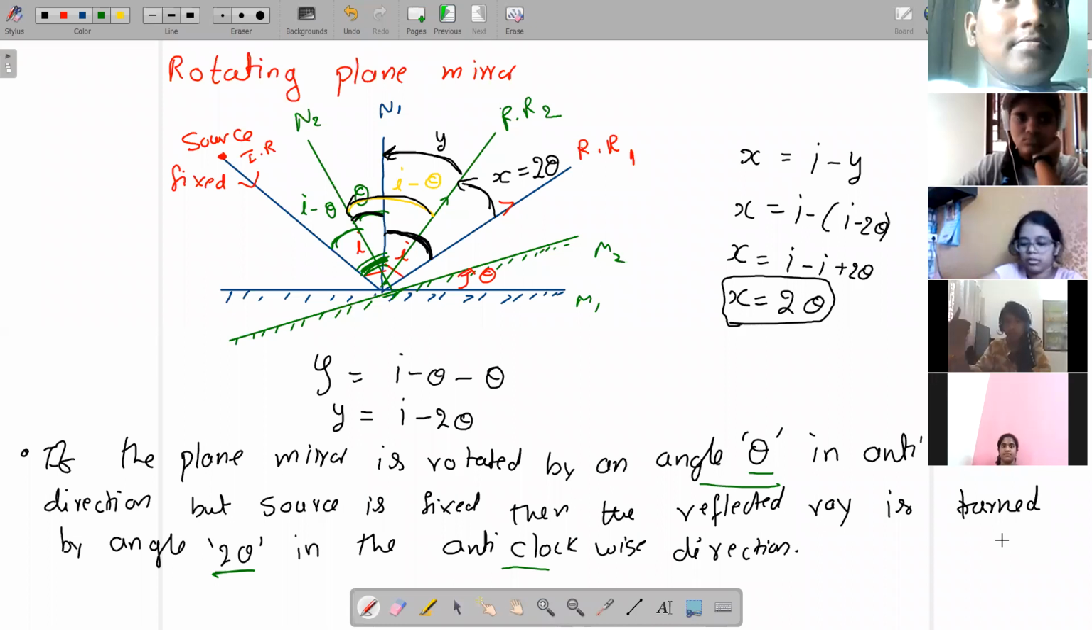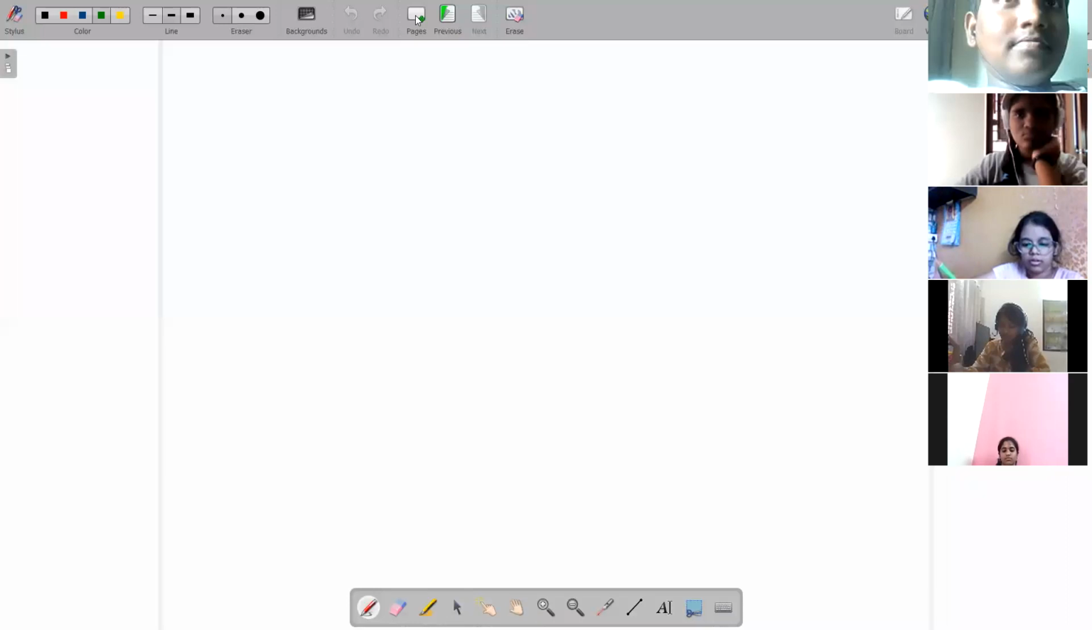Okay, fine, children. Then we'll go for the next concept with this same plane mirror. In the next condition, the mirror is fixed. In the previous condition, the mirror was rotated. Now I keep the mirror fixed.